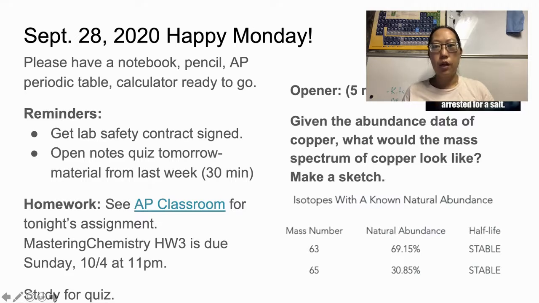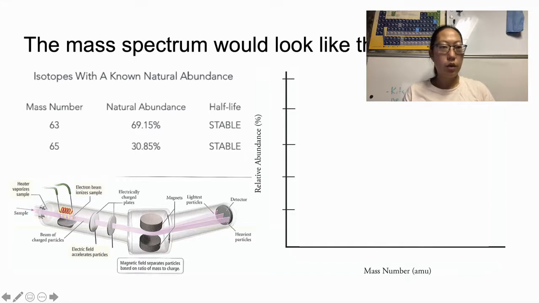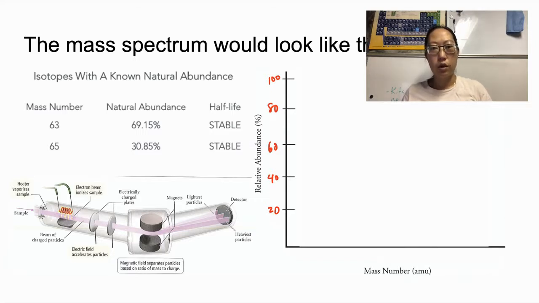Okay, so the opener for today: if you have this data for copper, these isotopes and these abundances, what would you see on the mass spectrum of copper? And it asks you to make a sketch. So if you take a look, if we have these abundances, let me go to my pen, and here's our mass spectrometer again. So what we would expect to see, I'm going to put some numbers here. So if we make this 20%, this is 40%, 60%, 80%, 100%. And here the mass numbers, I have 63 and 65. So maybe I'll start this off at 62, 63, 64, and 65. Let me just put 66 on there for good measure.